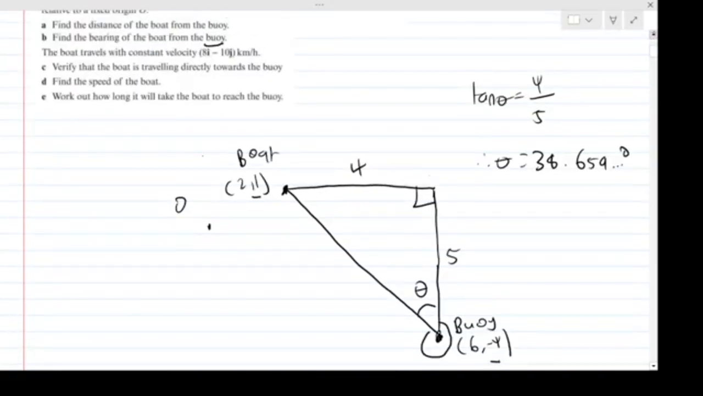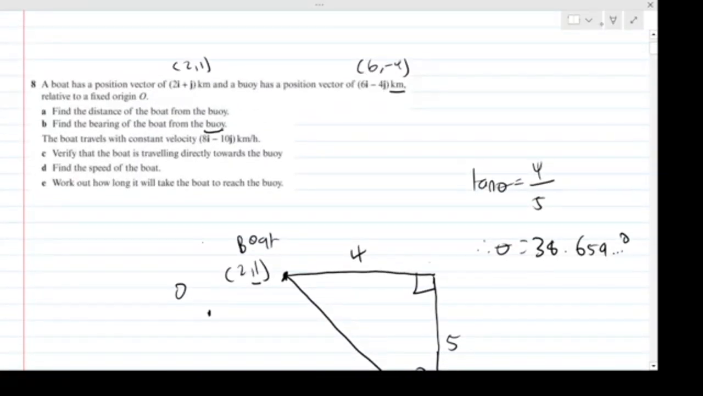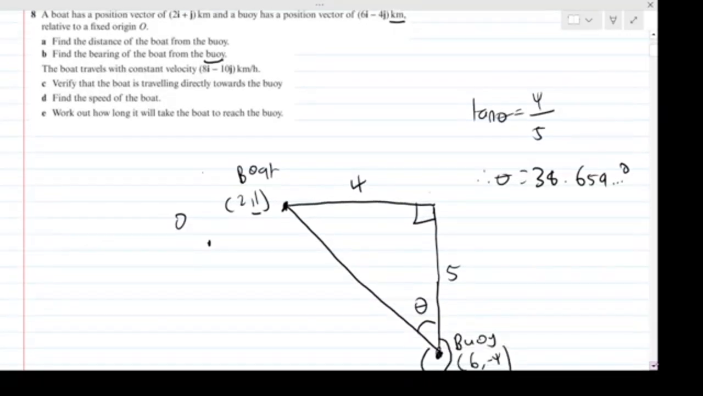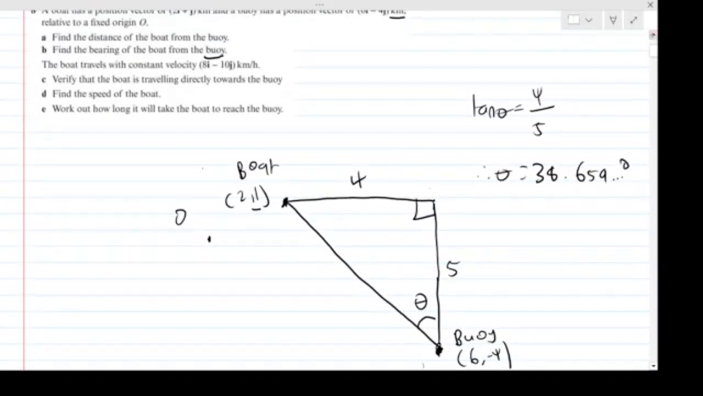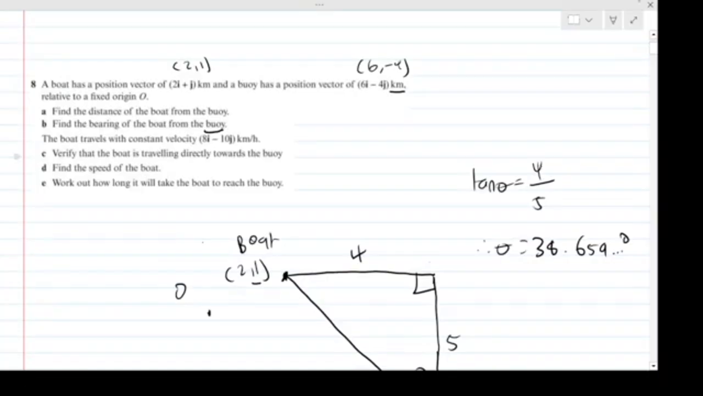Okay, now I'm told the boat travels with constant velocity 8i minus 10j kilometers per hour. For part C, it says verify that the boat is travelling directly towards the buoy. So we're starting from the boat here, and we're ending at the buoy. The wording might be off-putting, like what does it mean by verify in this way? Right, okay.